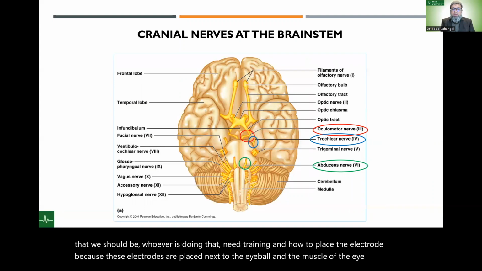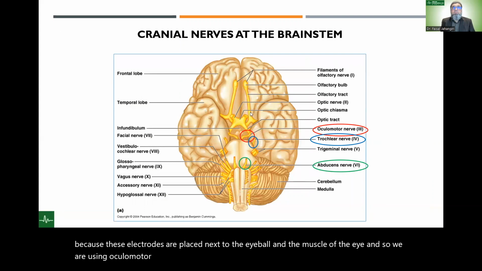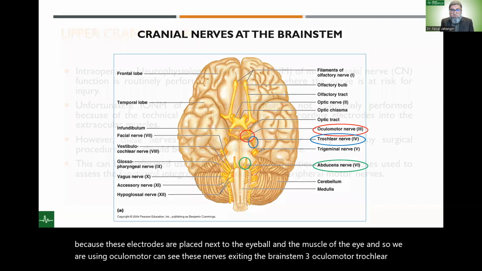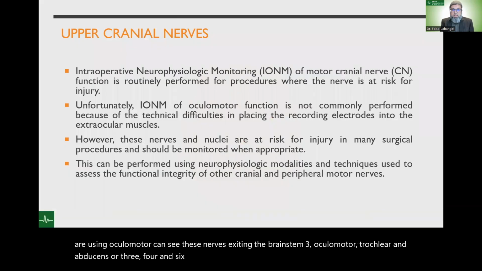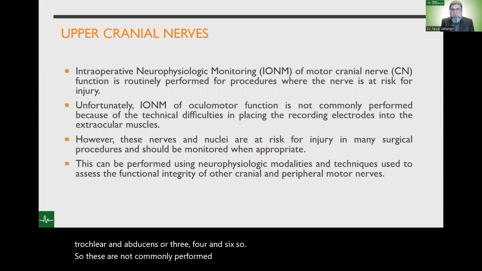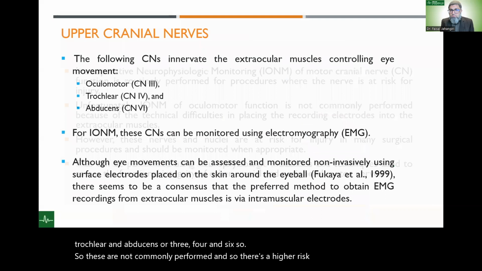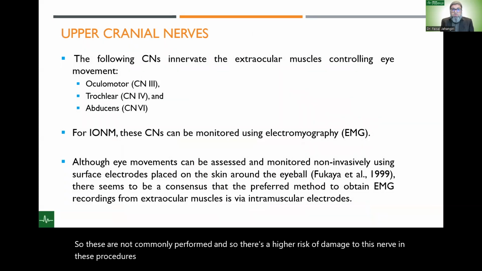And so we are using oculomotor. You can see these nerves exiting the brainstem. 3 for oculomotor, trochlear, and abducent nerve, 3, 4, and 6. So these are not commonly performed, and so there's a high risk of damage to these nerves in these procedures. They should be monitored, but the training is very, very important.